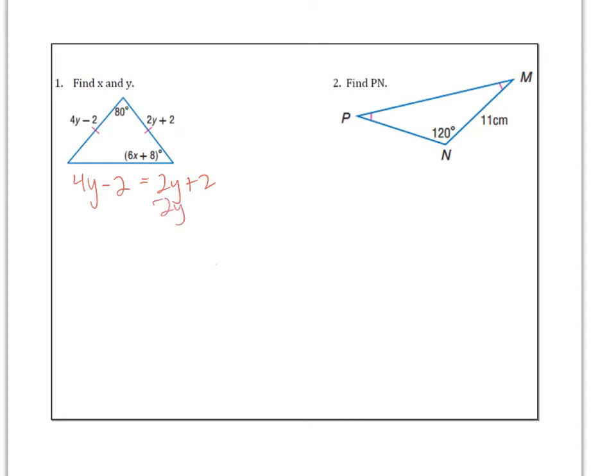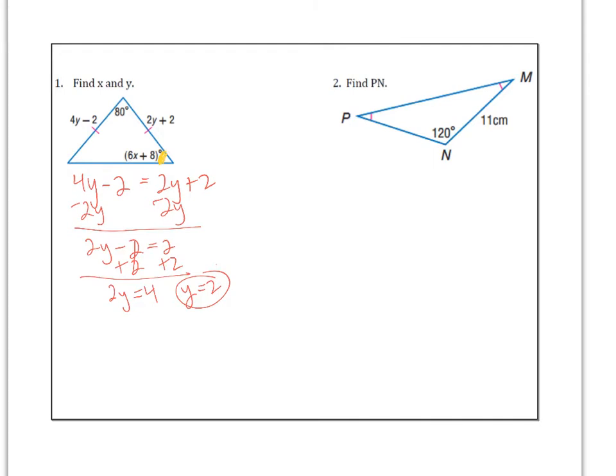So solving for y, we have 2y minus 2 equals 2. Add the 2 back over, and we have 2y equals 4. Divide by 2, y equals 2. But we still have to solve for x. And I notice x is marking an angle. So down here, this angle, I'm putting it in yellow, is 6x plus 8.